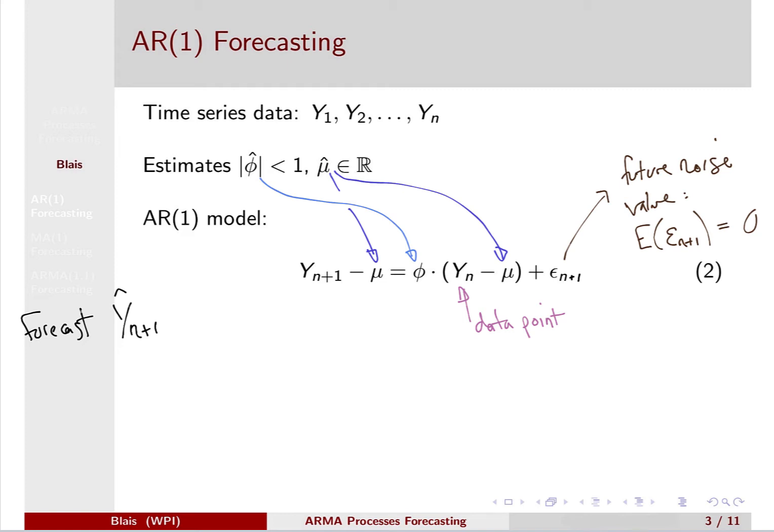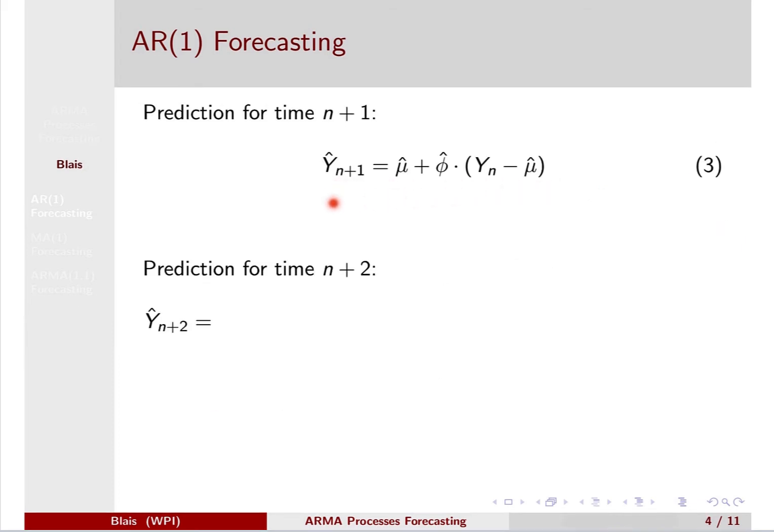Putting this all together, we have that our predicted value, yn plus 1 hat, is equal to, so this mu we'll replace with mu hat and bring it to the right. So we have mu hat plus, we replace phi with its estimate, phi hat, times yn, again a data point, minus mu hat. And then again, we use that the expectation of epsilon n plus 1 is 0. And this gives us our predicted value, y hat n plus 1, which we write here.